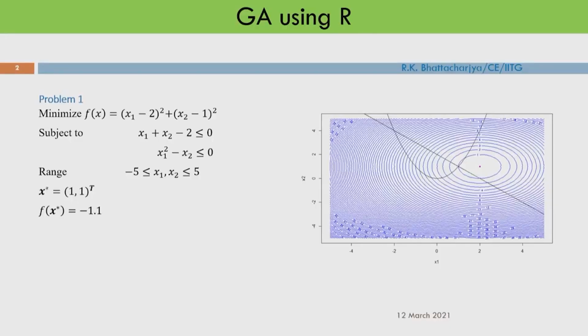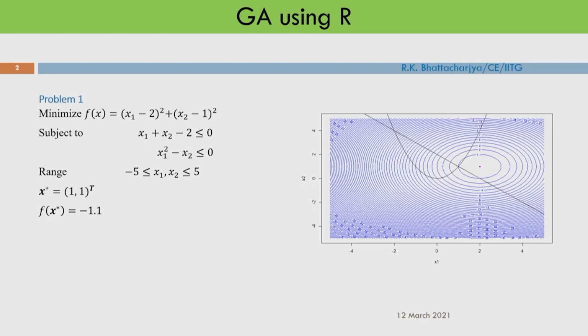The first problem is a minimization problem, and it is a function of two variables, x1 and x2. The function is (x1 - 2)^2 + (x2 - 1)^2, and we have two constraints. The first constraint is x1 + x2 - 2 <= 0, and the second one is x1^2 - x2 <= 0, and the domain is that x1 and x2 are between -5 and +5.